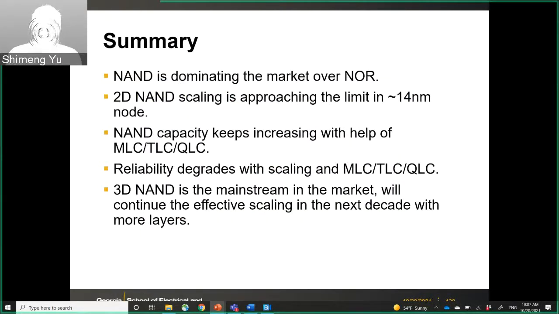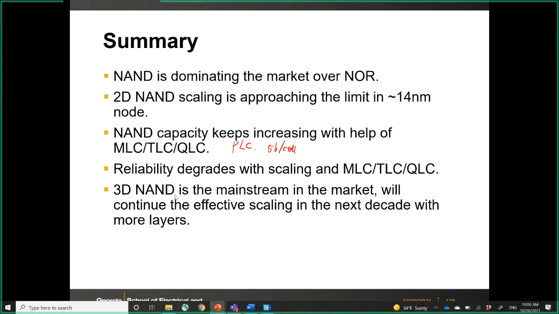Okay, a quick summary. NAND flash, as we discussed, dominates the market today, and the 2D NAND flash already stopped at the 14 nanometer node back in 2015. To further increase the density, we have to rely on MLC, TLC, QLC, and people are even talking about PLC, 5 bits per cell, penta level cell, something like that. But with MLC, TLC, and QLC, the reliability will further degrade because the margin between the levels in terms of VTH will further reduce.